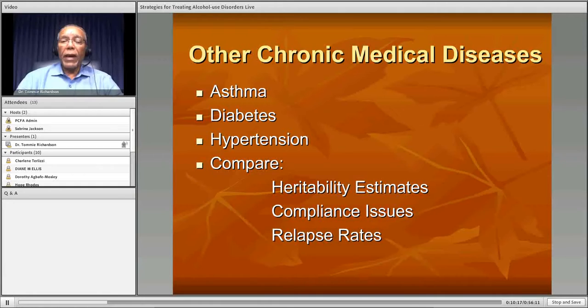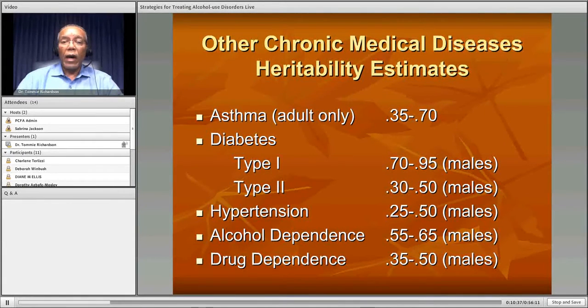If you look at other chronic medical diseases that you are probably treating on a day-to-day basis, say asthma, diabetes, hypertension, and you compare the heritability estimates, the compliance issues, and the relapse rates of these diseases with alcohol and other drugs, you will see the following. With asthma, there's a heritability of 0.35 to 0.7. With diabetes type 1, the heritability is 0.7 to 0.95. With type 2, it is 0.3 to 0.5. And these are all males, because most of the data we have are related to males.